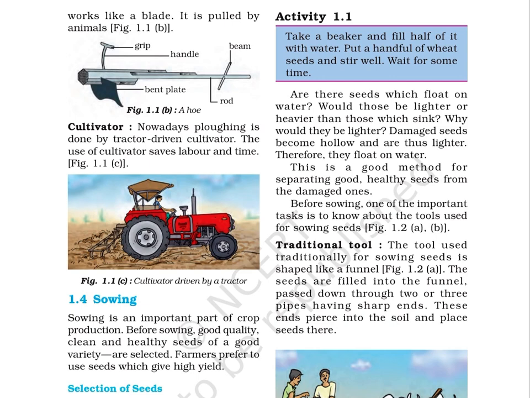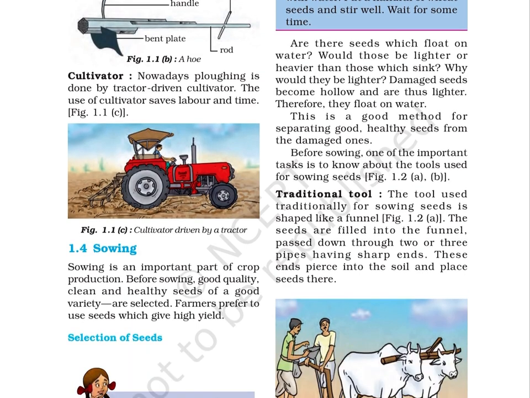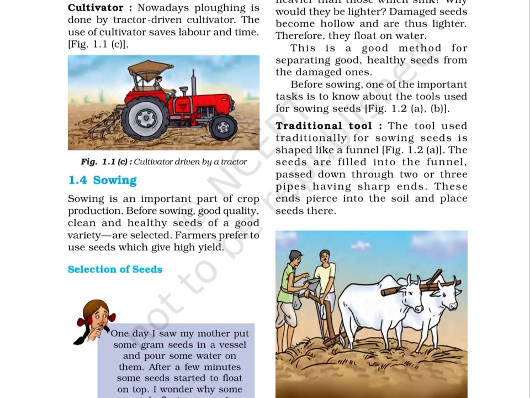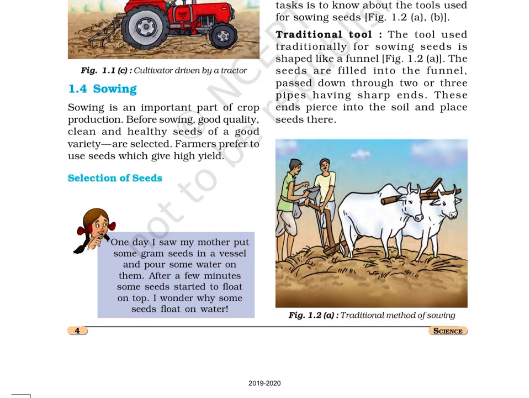Before sowing, one of the important tasks is to know about the tools used for sowing seeds, as shown in Figure 1.2a and b. Traditional tool. The tool used traditionally for sowing seeds is shaped like a funnel, as shown in Figure 1.2a. The seeds are filled into the funnel, passed down through 2 or 3 pipes having sharp ends. These ends pierce into the soil and place seeds there. Figure 1.2a. Here you can see traditional method of sowing.